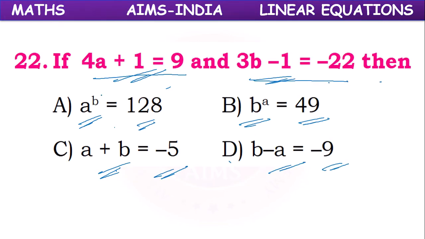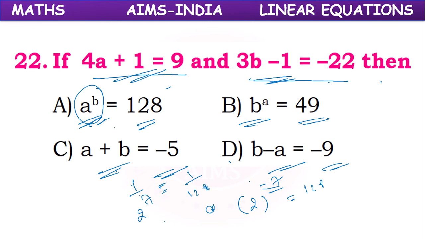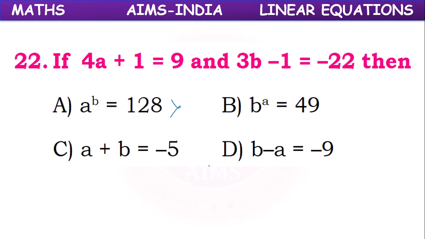Now this a power b, a value 2, b value minus 7. A power b means 2 power minus 7, they have given equal to 128. But whenever we have minus in the exponent, we have to write it as 1 by 2 power 7. When we write 1 by, the exponent will become positive. 1 by 2 power 7 equal to 1 by 128, not 128. So A option is wrong.